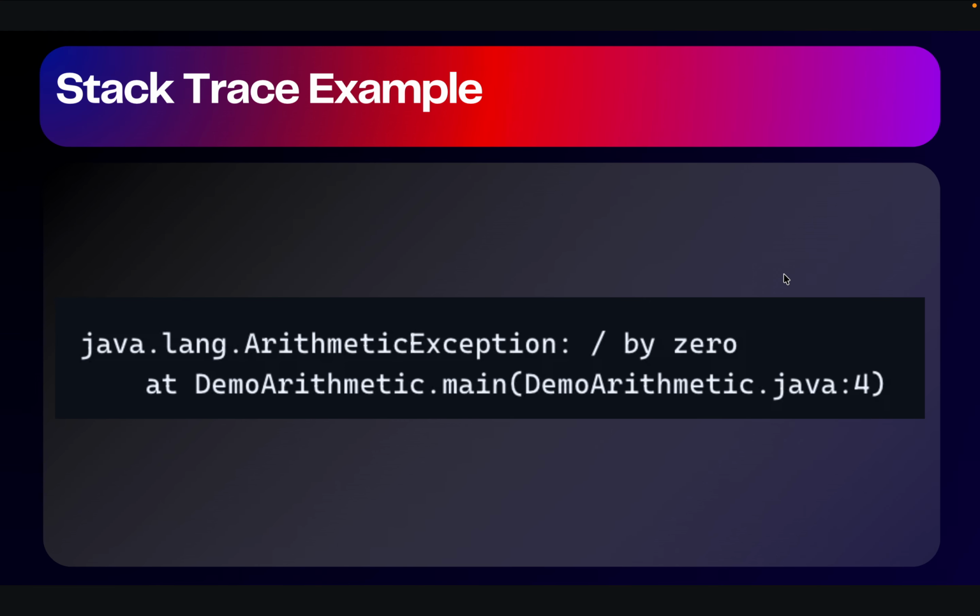So considering that, this is an example of a stack trace. In this case, it's telling us what type of exception. It's also telling us what we did wrong. In this case, it's saying you tried to divide by 0. It's also telling you where it occurred. So it's telling us here that it occurred in the file demo arithmetic in the main method within line 4. So it's pretty much giving us all the information we need to know, which will help us identify where we need to go fix our problem.